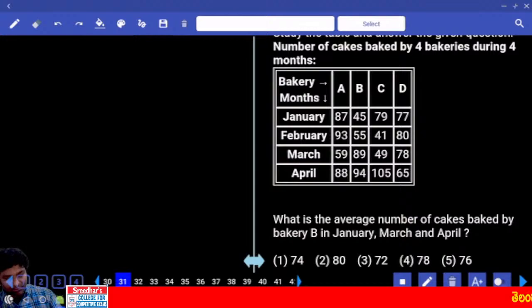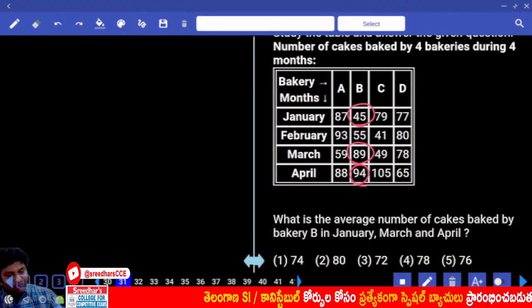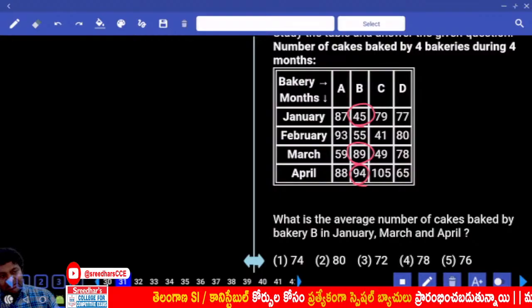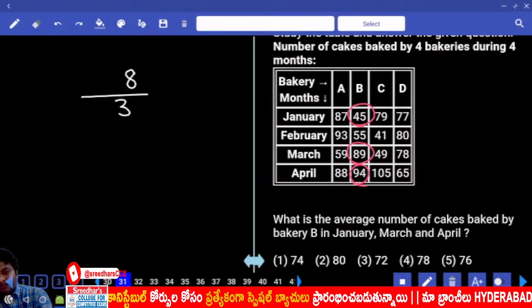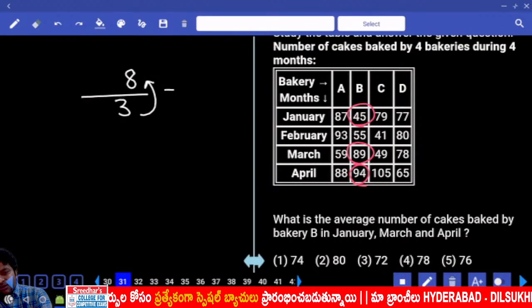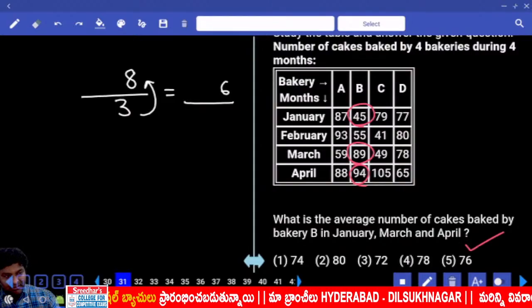Bakeries during 4 months. Average number of cakes baked by bakery B in January, March and April. We'll go with last digit verification. Sum ends with 8. Average for 3 into which number ends with 8? Answer should end with 6. There is only 1.